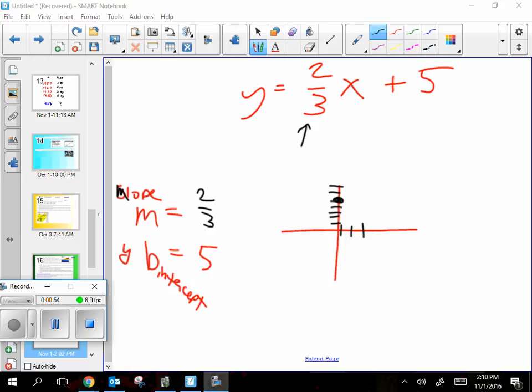Now, it's hard to exactly tell, but it should look something like that. Did any of you have your graph in the right spot? All right, a few of you did. Okay. I'm going to give you one more like that.